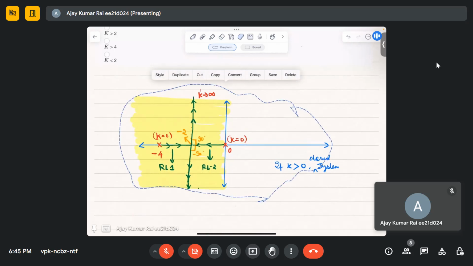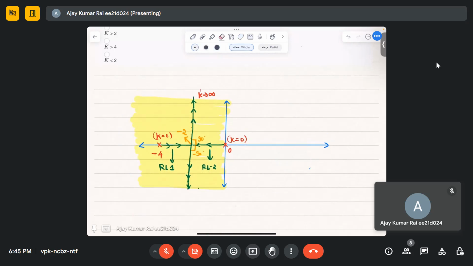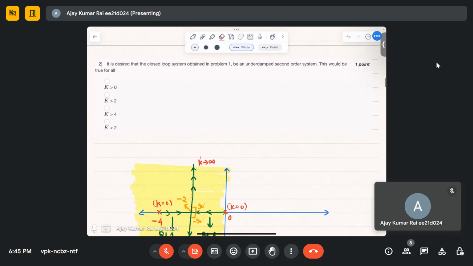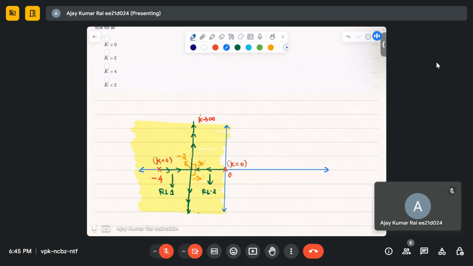Now you have to use the root locus. What we want is an underdamped second order system. What is the characteristic of an underdamped second order system? If you see the roots, you had two roots, right? They must be complex conjugates, yes.